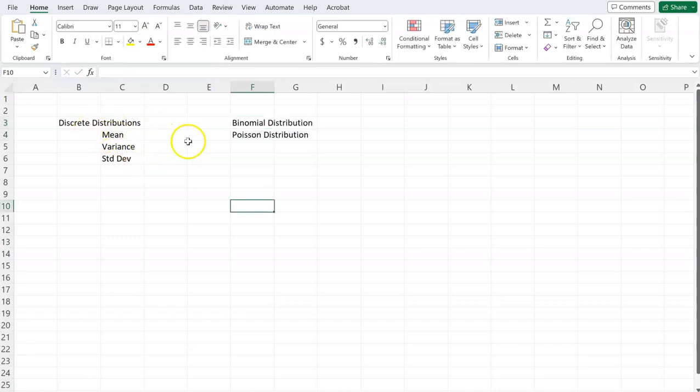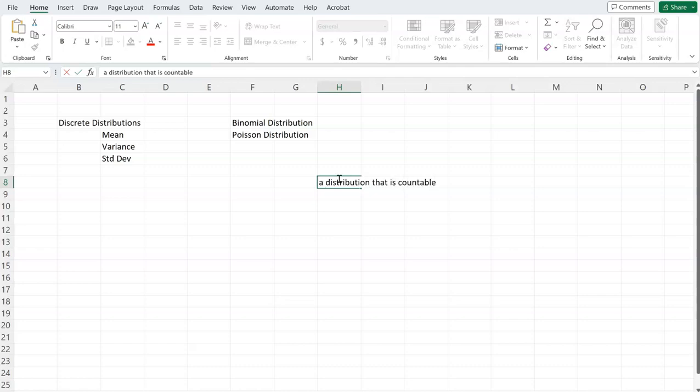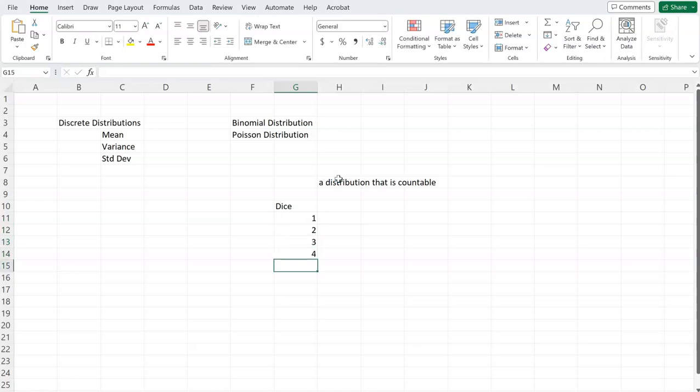So first, let's talk about what is a discrete distribution. A discrete distribution, in very simple terms, is basically a distribution that is countable. So that means the number of outcomes can be counted. So if I look at a dice, and a dice has 6 sides, so the outcomes are going to be 1, 2, 3, 4, 5, and 6. So if I roll the dice, it's going to be one of these 6 numbers. And the probability, if it's a fair dice, it's always going to be 1/6.